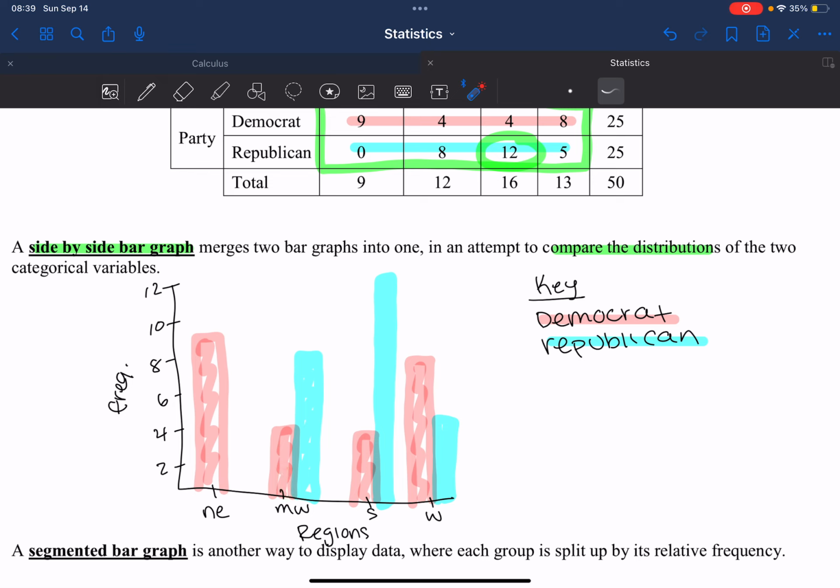Another thing is notice how easy it is to compare the 2 distributions when I'm looking at 2 different colors. For example, if I was to ask about the South, you would be able to easily say that the Republican Party is more represented in the South versus the Democratic Party based on the height of the bars.